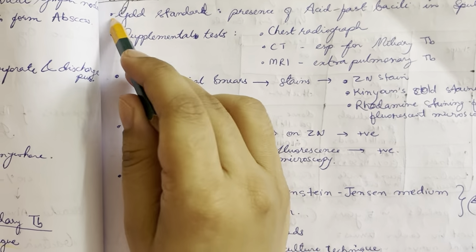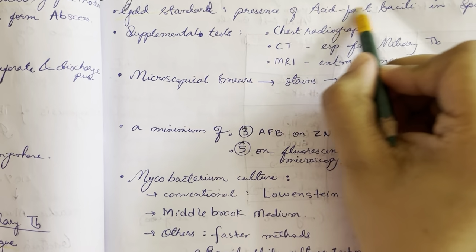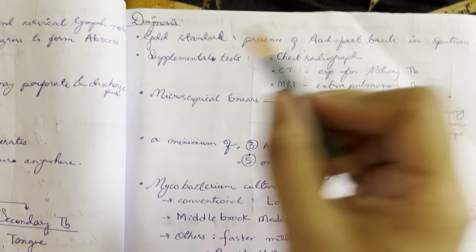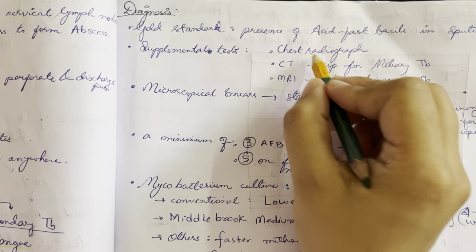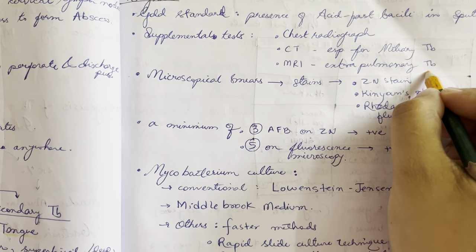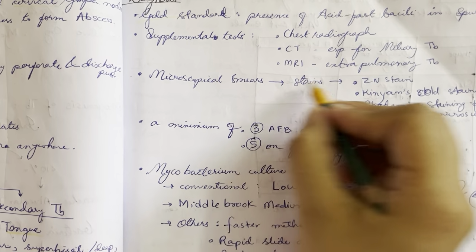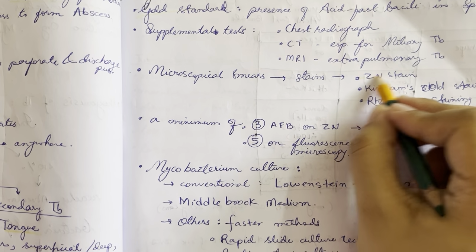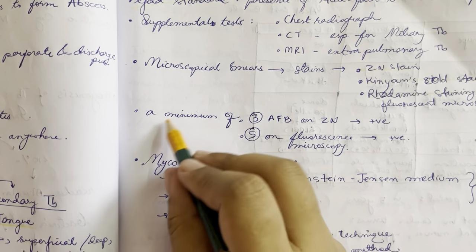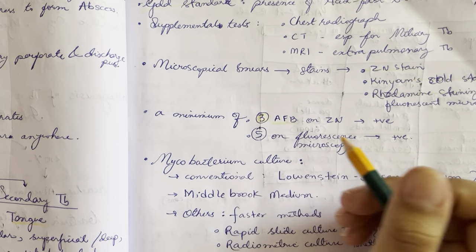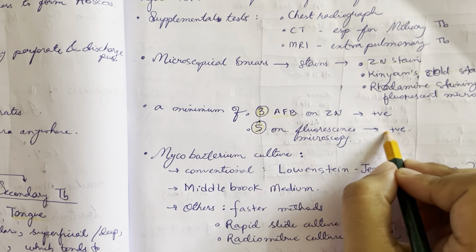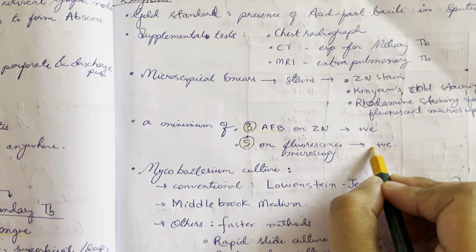Coming to the diagnosis, the gold standard is presence of acid-fast bacilli in the sputum. Supplemental tests such as chest radiograph, CT, especially for miliary TB, and MRI for extrapulmonary TB are done. Microscopic smears and the stains that can be used are Ziehl-Neelsen stain, Kinyoun's cold staining, and Rhodamine staining for the fluorescent microscope. A minimum of 3 acid-fast bacilli on ZN stain is positive, and a minimum of 5 on fluorescent microscope is considered to be a positive diagnosis.